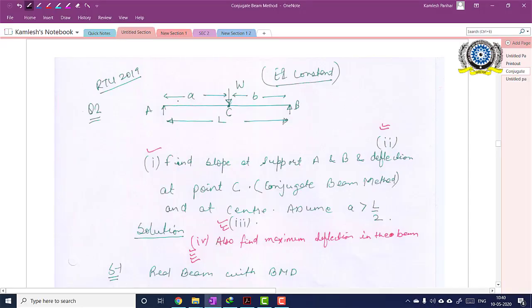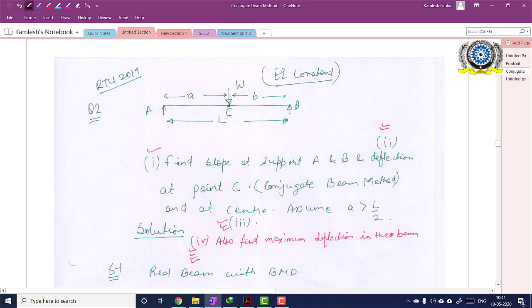Today, in this video lecture, we are going to discuss a numerical on conjugate beam method. Friends, in the previous lecture, we have discussed the theory of conjugate beam method and a numerical. So here we are going to take a complex numerical which involves some complex calculations.